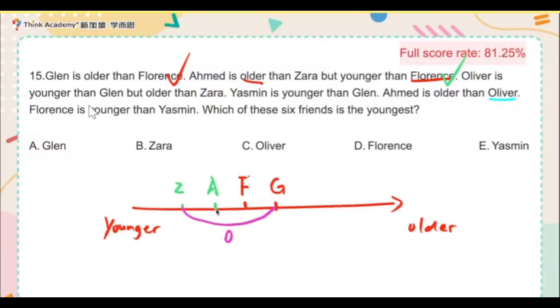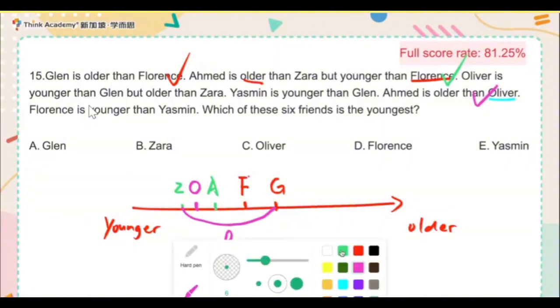And this time we also know Ahmed is older than Oliver. So this is Oliver, right? Okay, everyone. So we can see sometimes if the clue is still not sure yet, you just leave it here. And after we finish, we tick it.